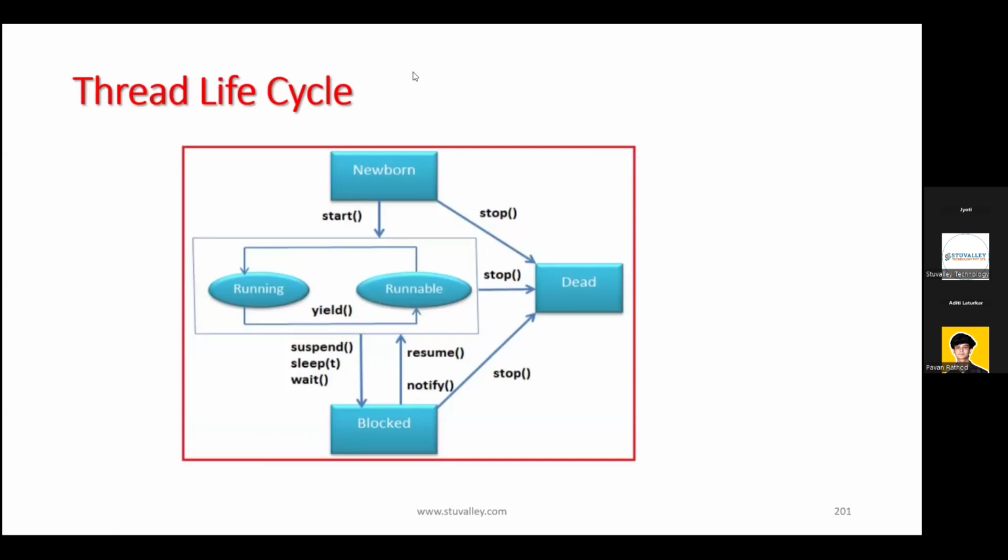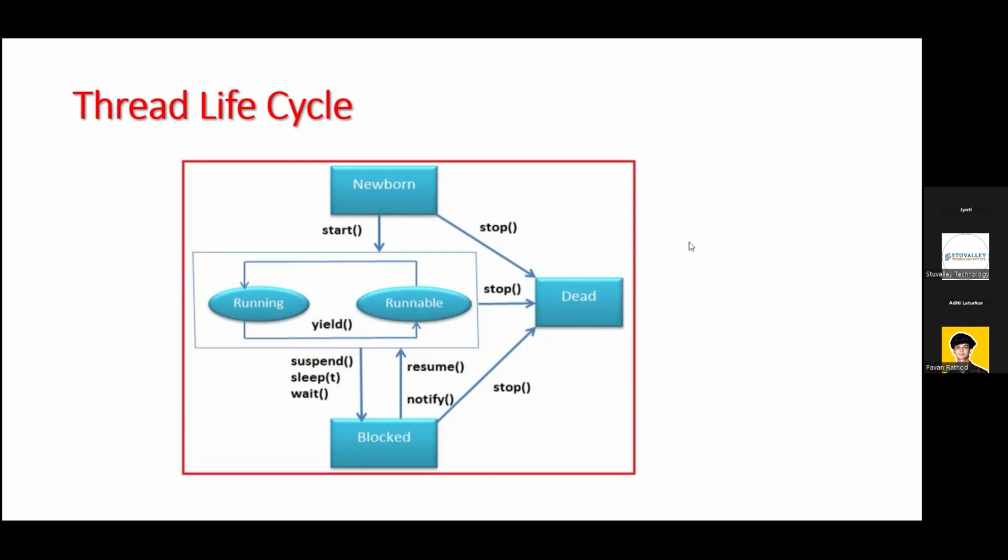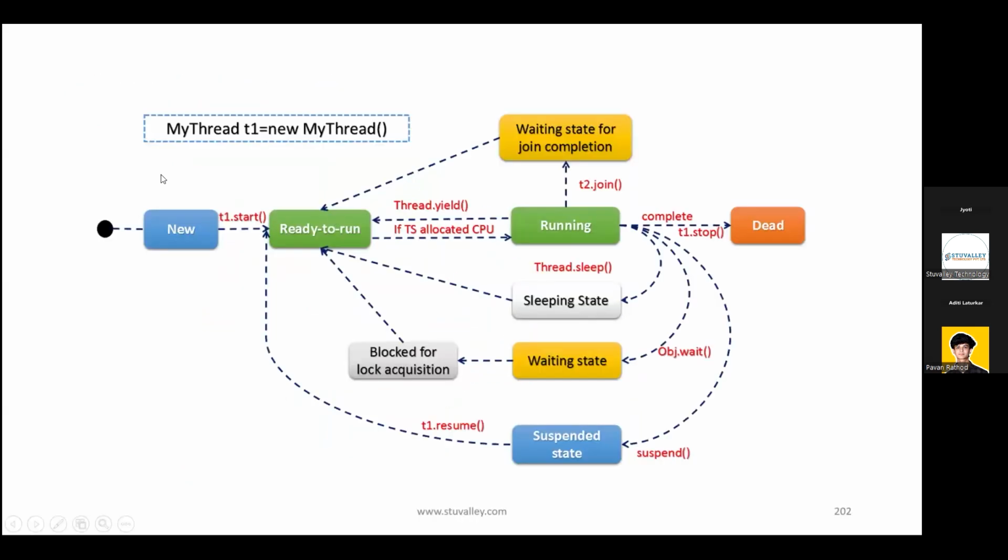The most important thing here is the thread life cycle. A thread has 5 different states. First one is the newborn state. Second one is the running and runnable state. Third one is the dead state, and the blocked state also. So when we create the object of the thread, it is always in the newborn state. How to create the object? It is a normal object.